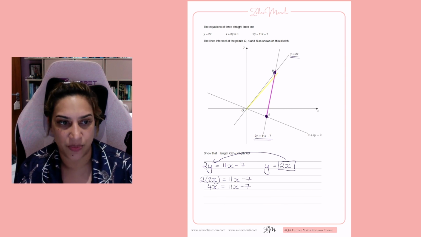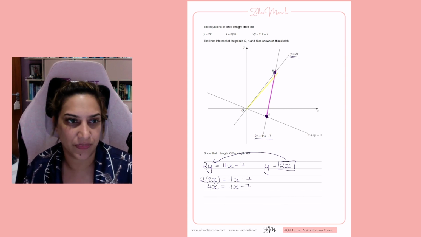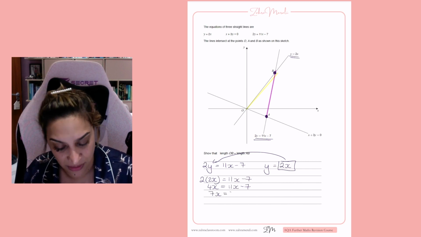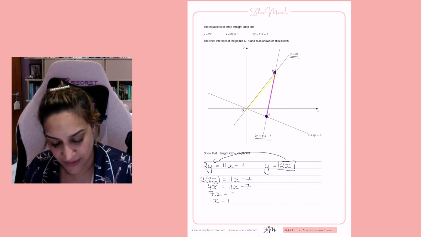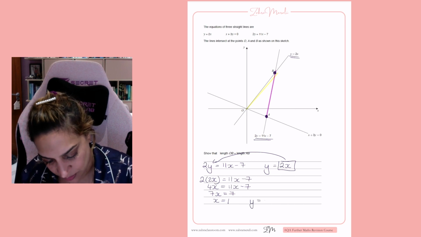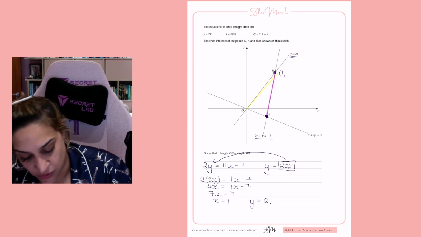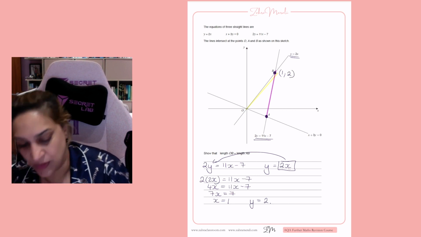So we end up with 7x equals 7, so x is 1. Now if x is 1, y must be 2. So we know this coordinate here is 1, so 2 times 1 is 2, (1, 2).